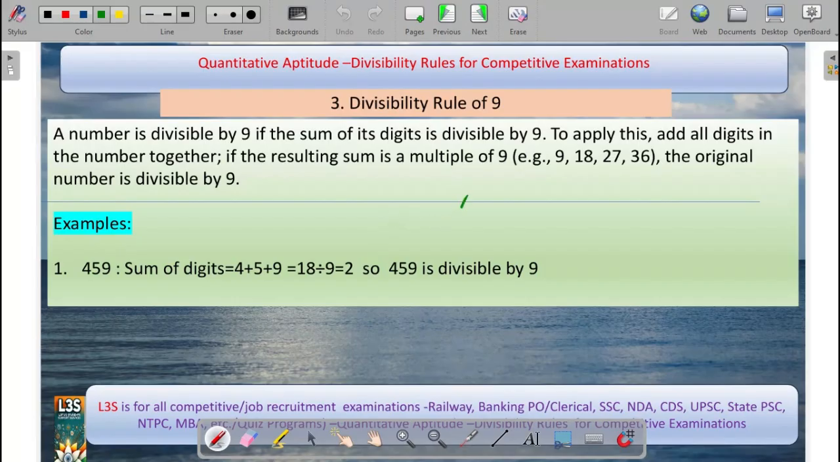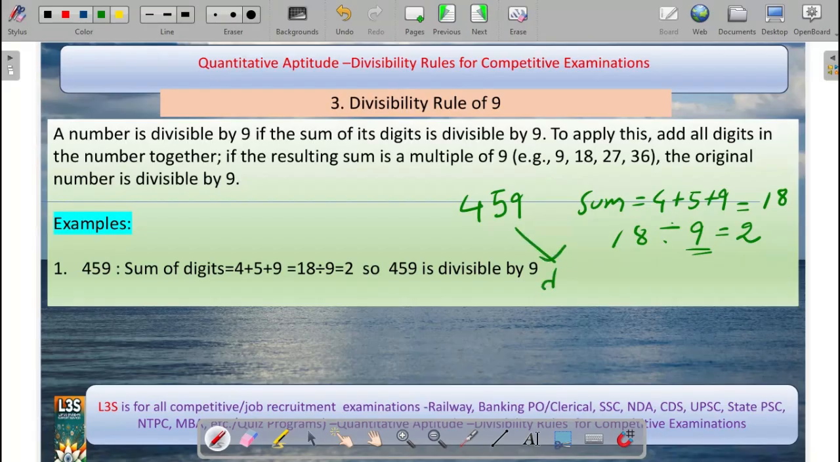Say one example given here, 459. What is the sum of the digits? 4 plus 5 plus 9 is equal to 18. 18 divided by 9 is 2. So it is divisible by 9. So this whole number 459 is divisible by 9.